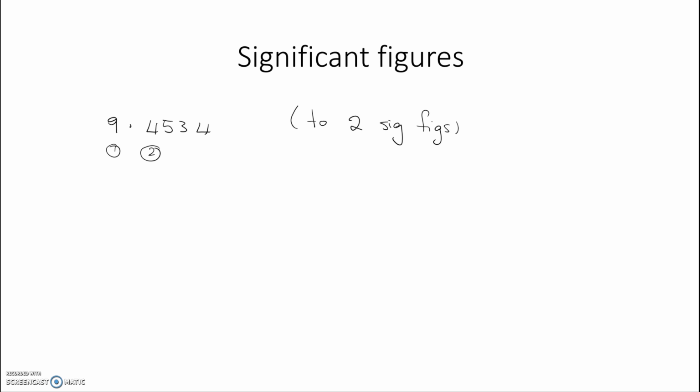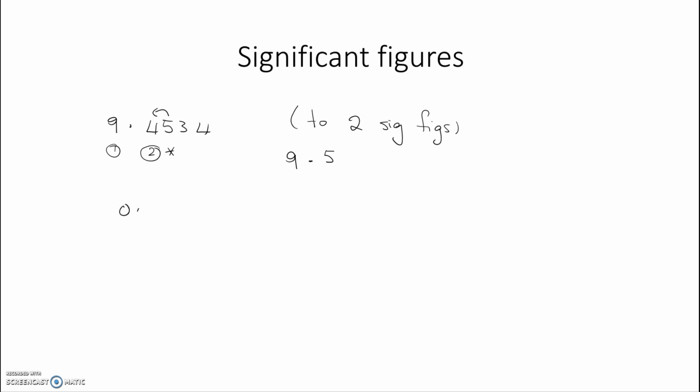So one more than we need. So look at the next one. Is the next one 5 or more? The answer in this case, yes, it is. It's 5. So the answer then would be 9.5, because we're going to round up. So if it's more than halfway, we round up.